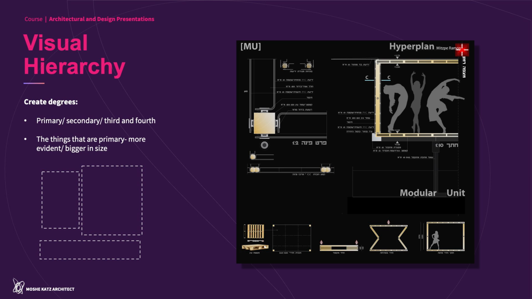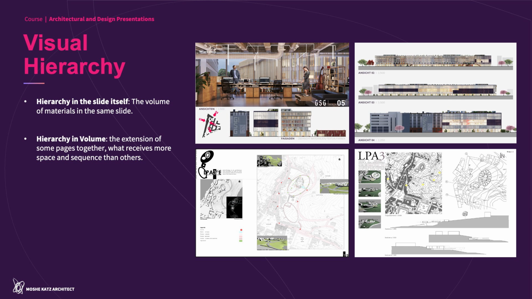The things that are first degree and primary are the images you show as the biggest ones on your slide, but also if you have different images and different slides, they receive more volume than the others. So there is a hierarchy in the slide itself, how many images and what size of images we see in the slide, but there's also the number of slides, the volume of slides that we use to talk about a certain topic or category.